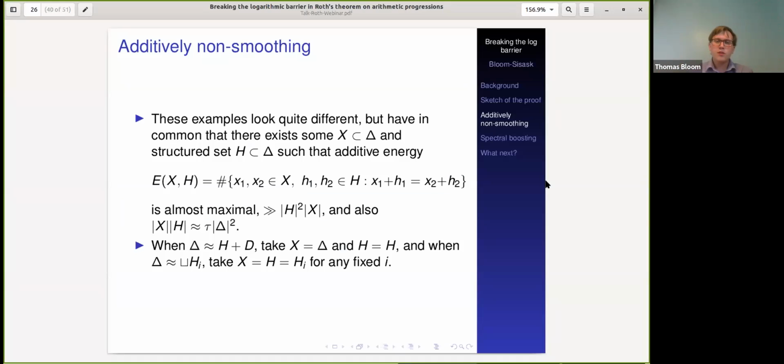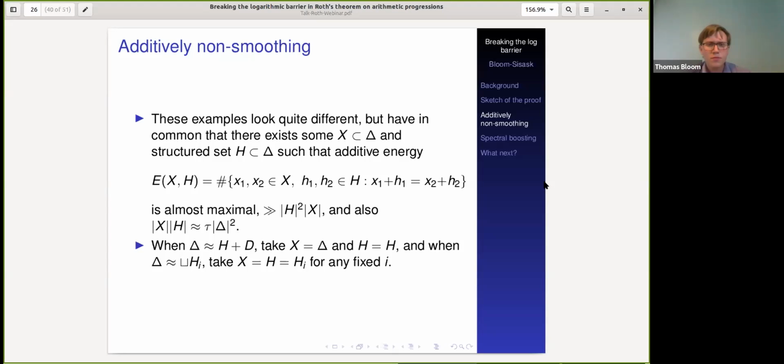Okay. But it's still possible to prove some kind of inverse result because they have something in common. Namely, there exists some X inside Δ and a structured set H inside Δ, such that the additive energy between X and H, defined in the obvious way, counting the number of pairs X1, X2 and H1, H2 which lie inside this additive quadruple relation, is almost maximal. So in other words, that's at least |H|² times the size of X times some tiny constant.